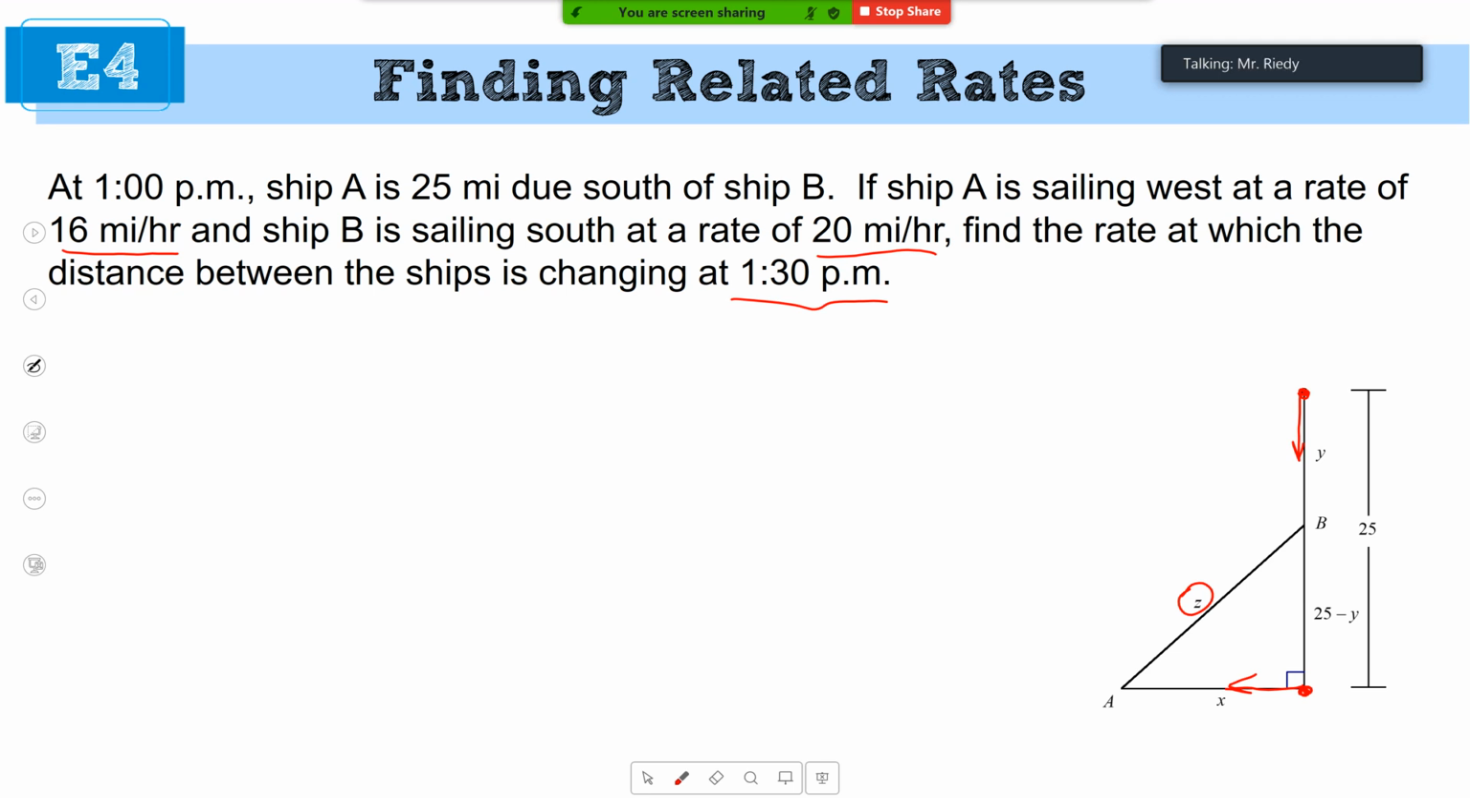So here's my starting picture, and you can label this a couple different ways. I chose to do it this way. I called the distance that ship A has traveled X, and I called the distance that ship B has traveled Y. Therefore, this distance, this is kind of an important concept, that distance from B to where A started is going to be 25 minus Y. Okay. So what I'm looking at in this picture is a snapshot at some point in time of where A and B are.